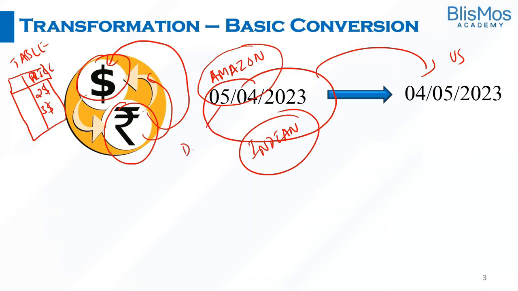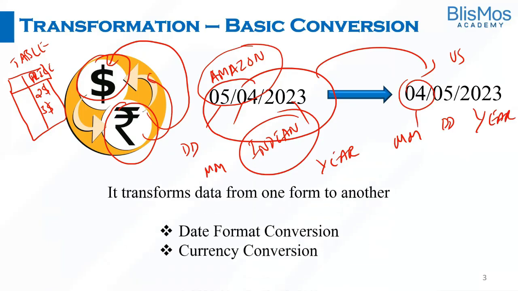Like in India, we say date, then month, then year. So in the other format, we'll have a month first, then we have a date, and we have a year. This also can be considered as a basic conversion. So it transforms the data from one form to another. That is the basic conversion.